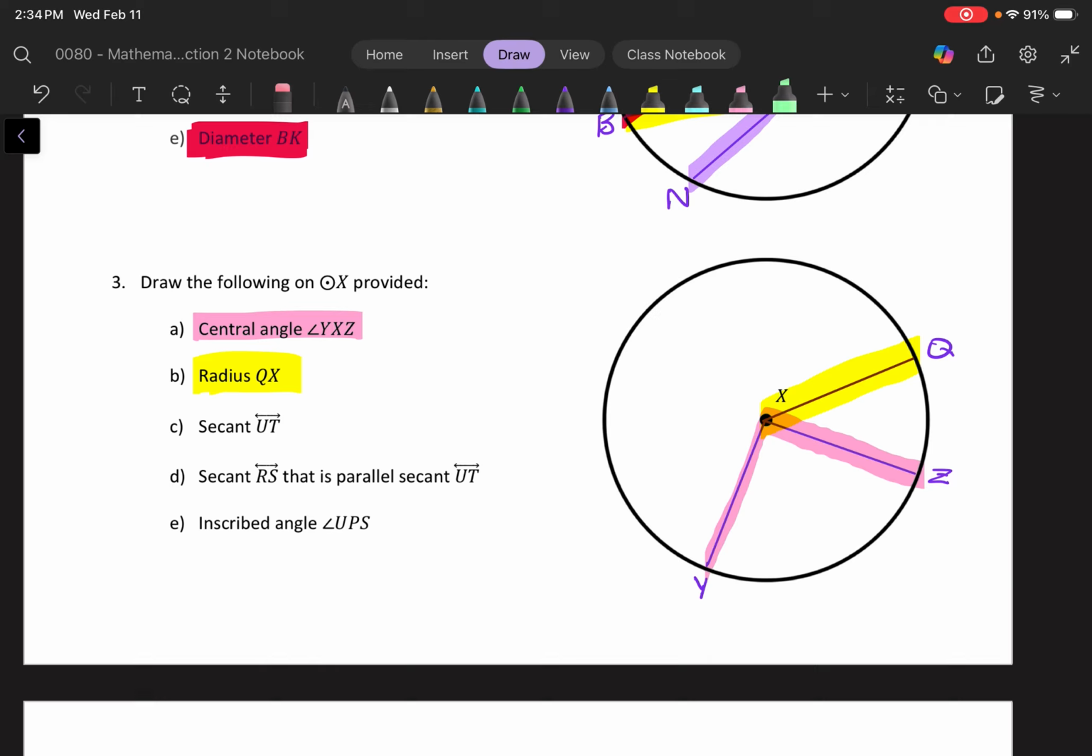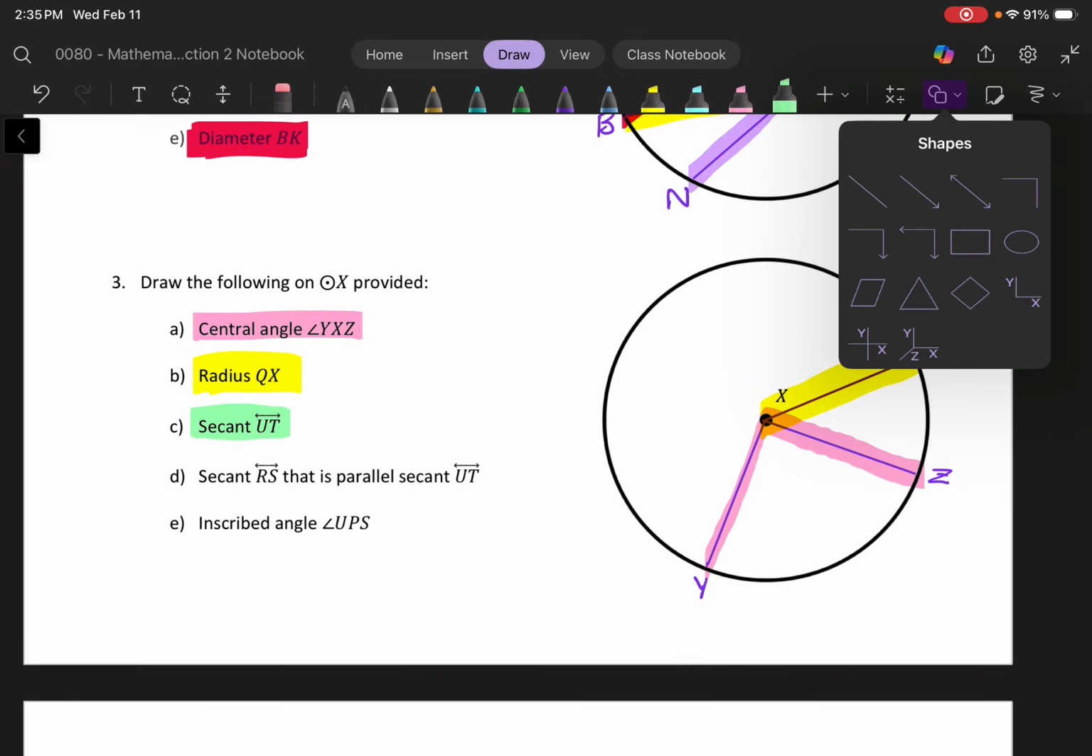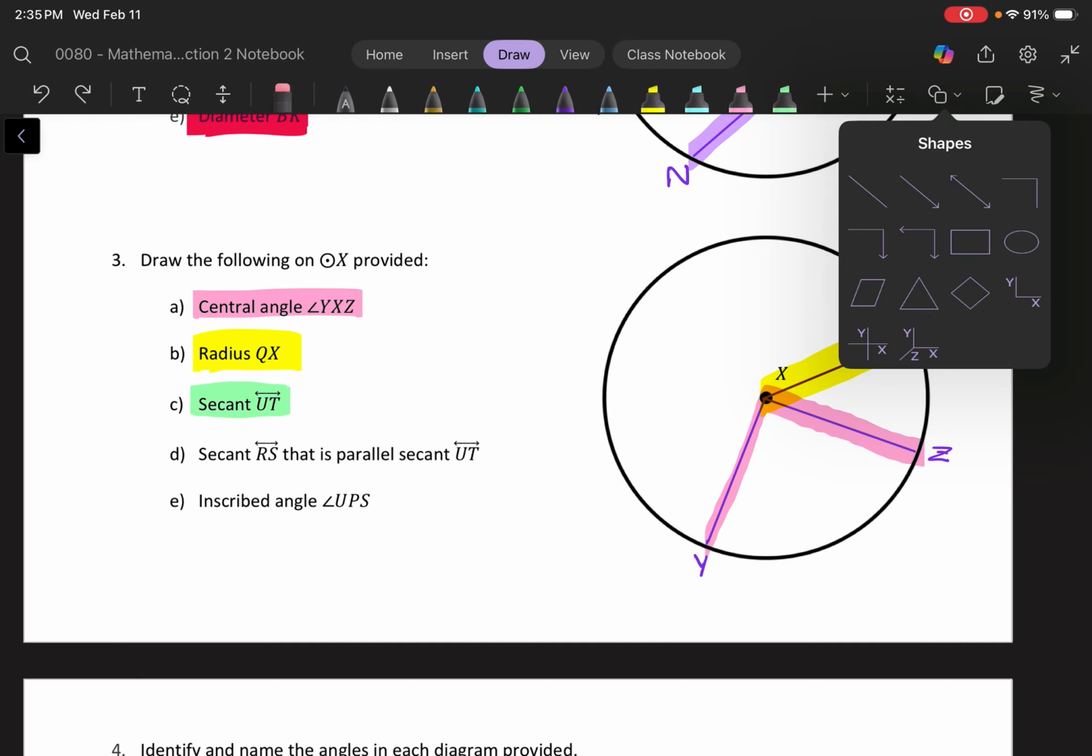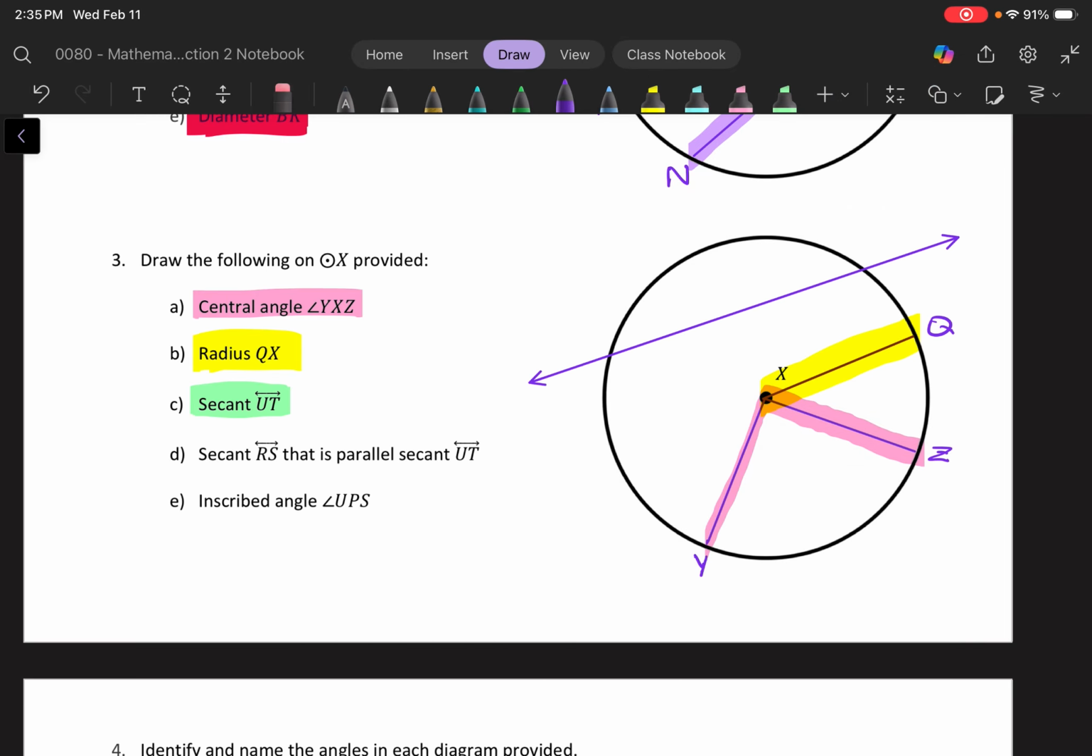Okay, next we have a secant, and that secant is a line that has 2 points on it that are U and T. Now, I don't have a U in my diagram. I don't have a T in my diagram. I know a secant is a line that goes through the circle in exactly 2 points. I am going to draw any line I want. Okay? It has to go through the circle and touch at exactly 2 points. Right? I see these 2 points here. And those 2 points are going to be U and T.